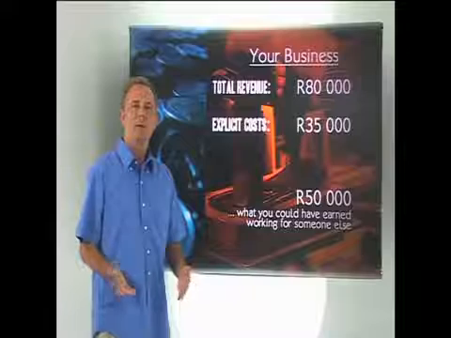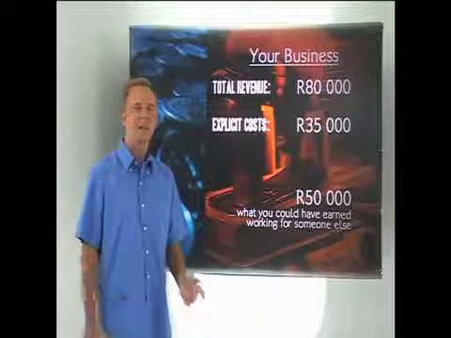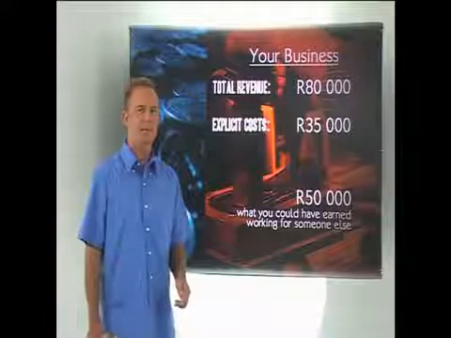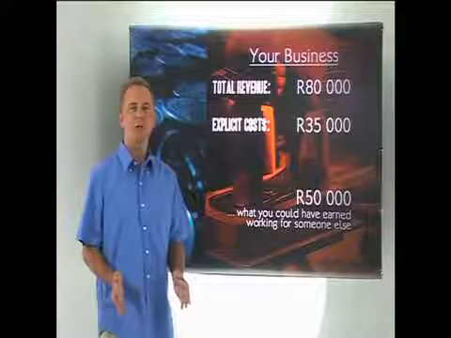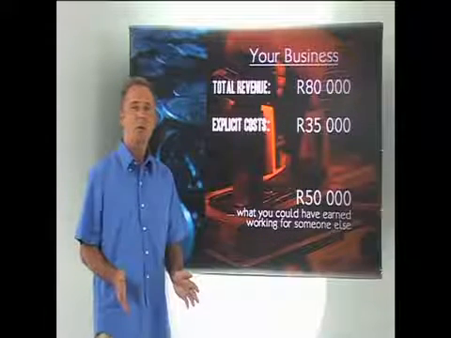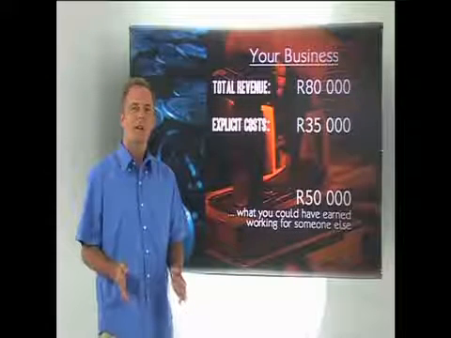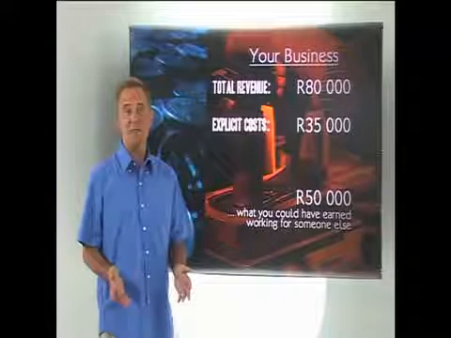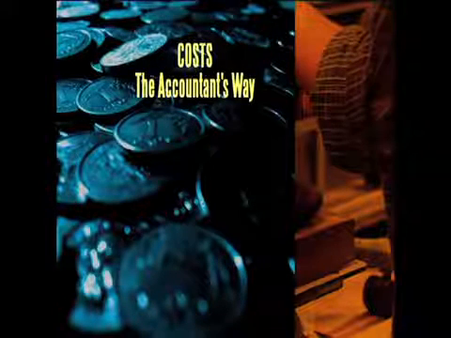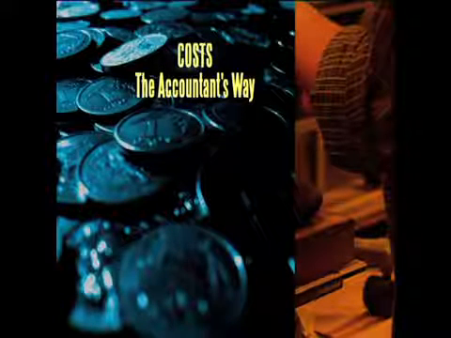The following example illustrates some of the difference between the cost as considered by an accountant and the cost as considered by an economist. Suppose you run your own business and your total revenue from the business is 80,000 Rand, while your total explicit cost is 35,000 Rand. Consider also that if you did not work for yourself, you could have earned maybe 50,000 Rand working for another company. In the accountant's calculation, the cost of production includes only the explicit costs of 35,000 Rand.